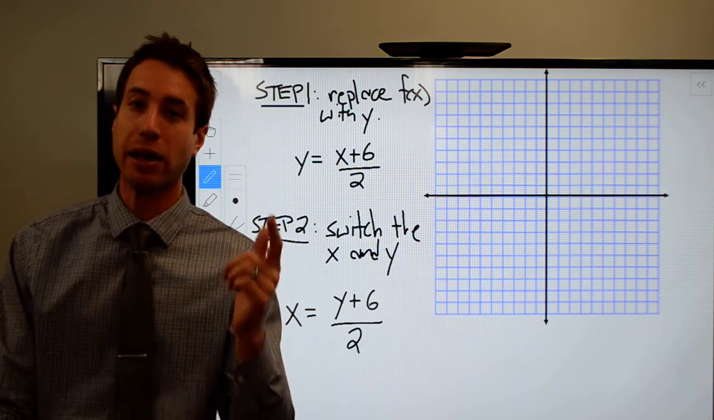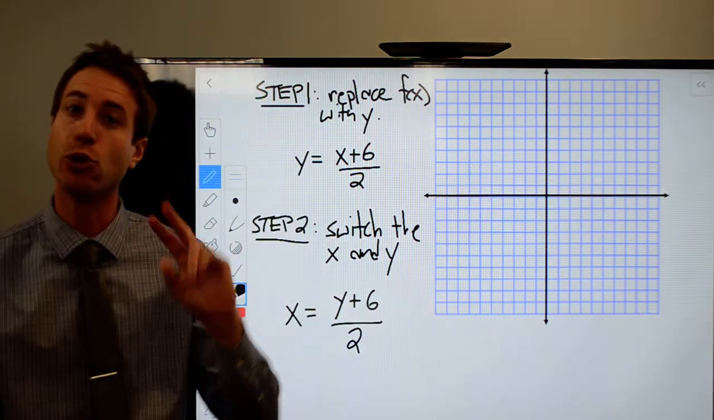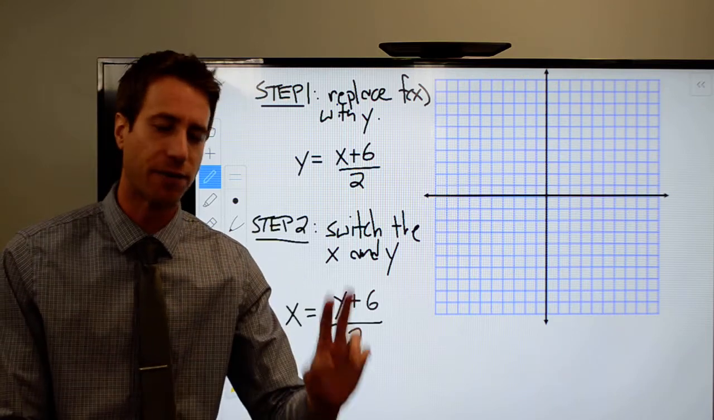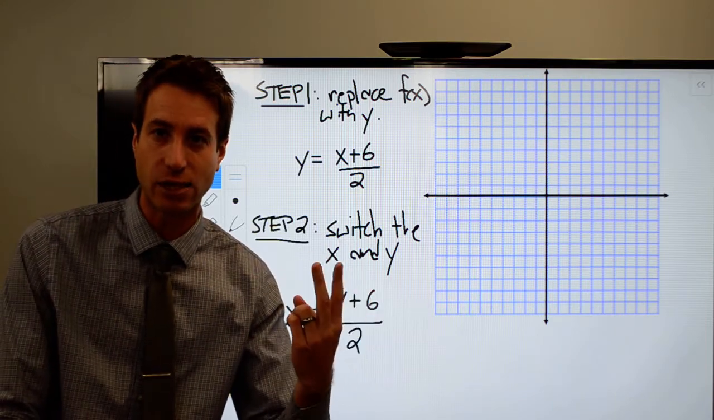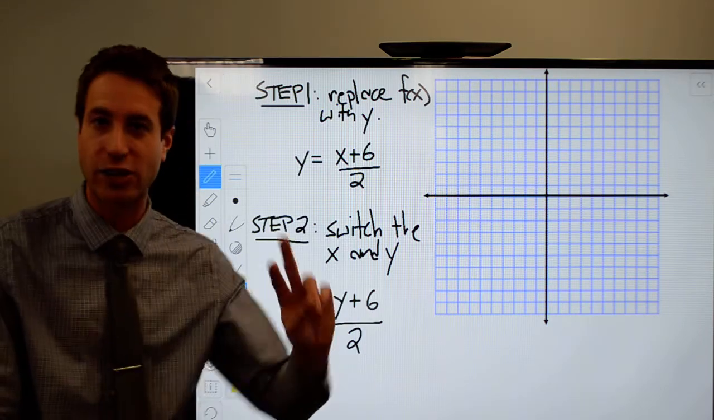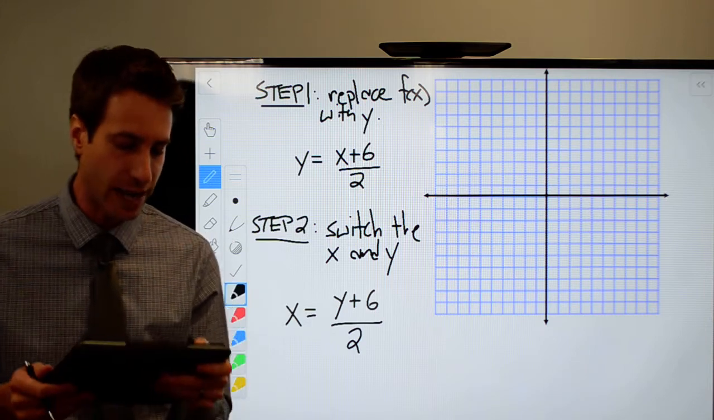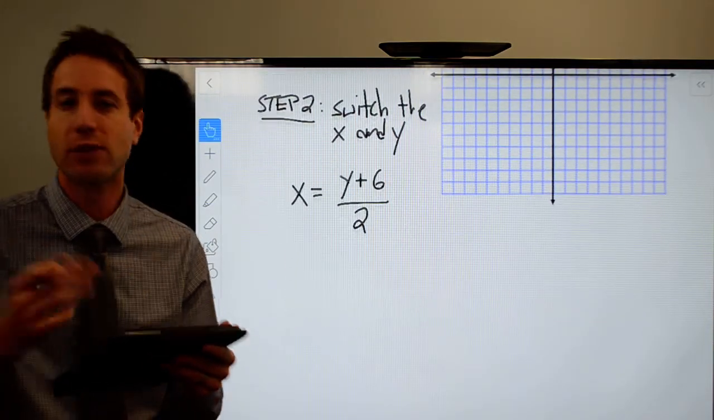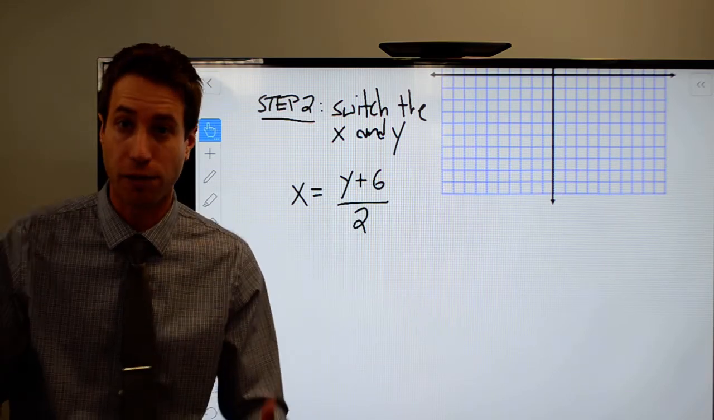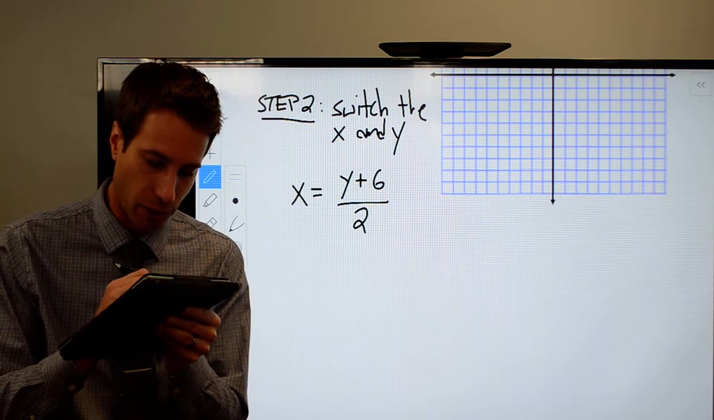Okay, so step 1, replace the f of x with a y so that I have a y. Step 2 was to switch the x and y just like we did with the relation, right? To find the inverse relation, we switch the x and y coordinates. I don't have coordinates here. I have a function, so I just have to switch the x and y variables. And now step 3, in order to graph this guy, I need my new function to be solved for y, so I can graph it. So step 3 is solve for y.